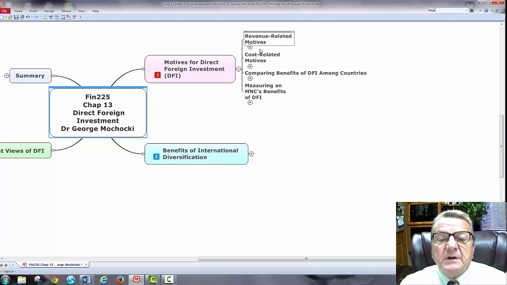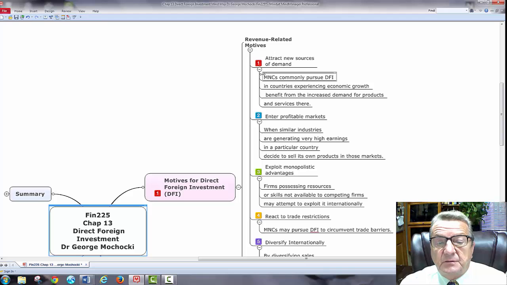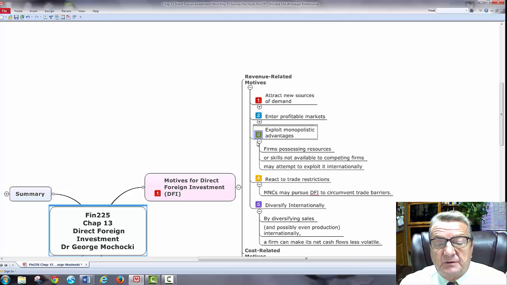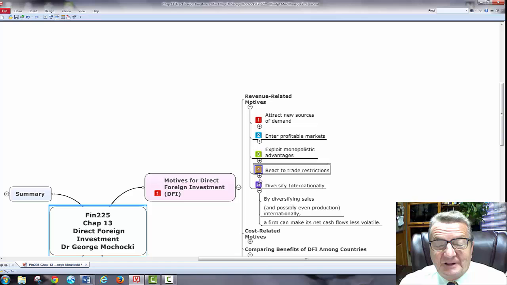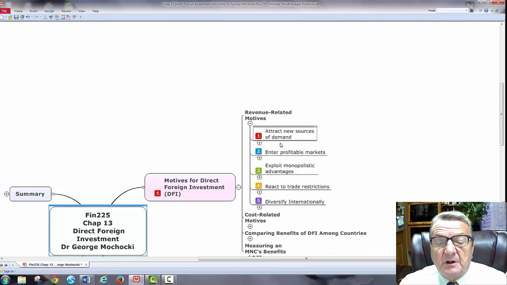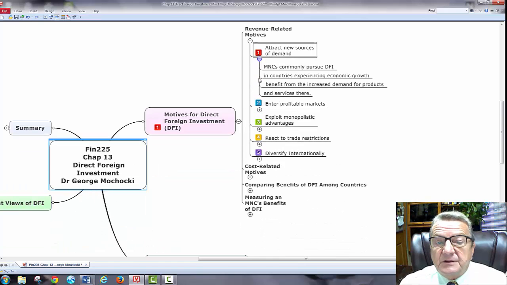Okay, so revenue-related motives, those are good ones. Here are some, let me just close all these. Boy, we got a lot of them in the revenue-related. Get your pencils ready, class. We're doing good. Okay, so attract new sources of demand. That makes kind of sense.